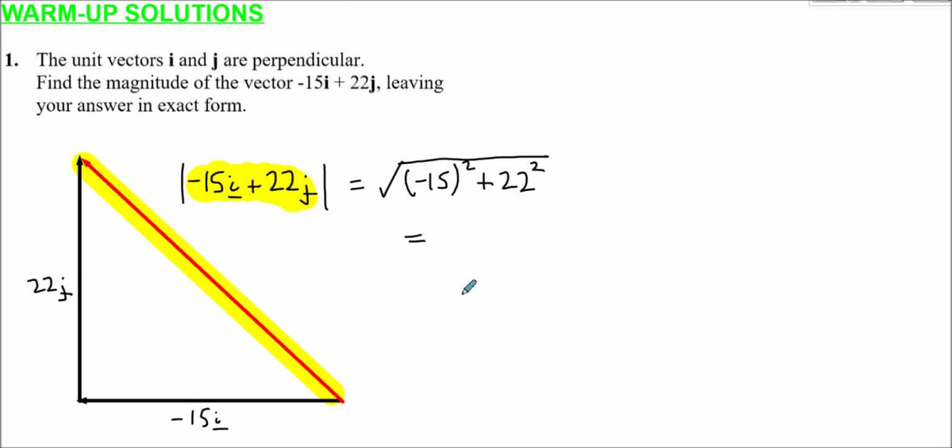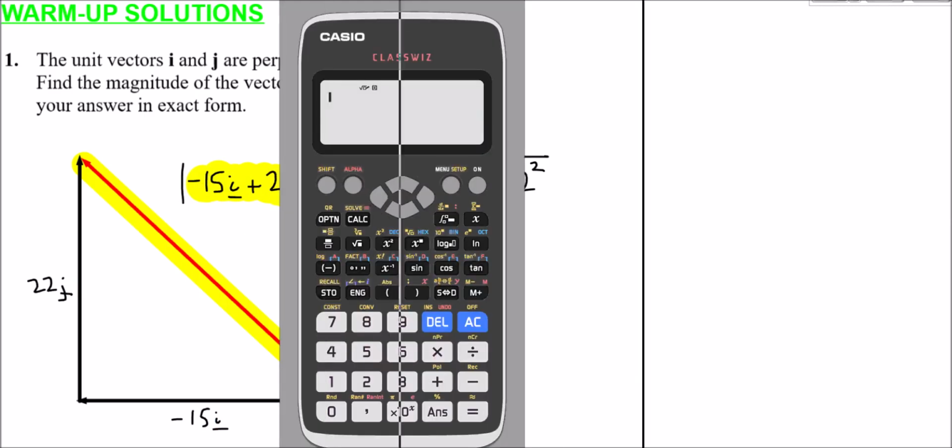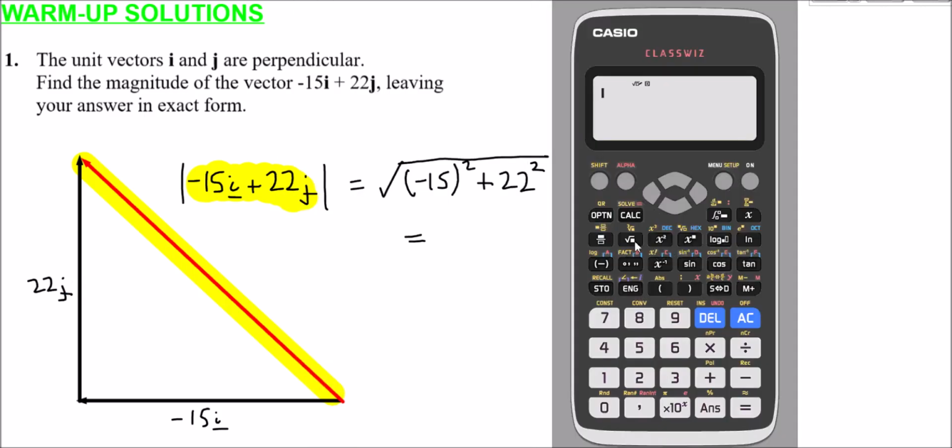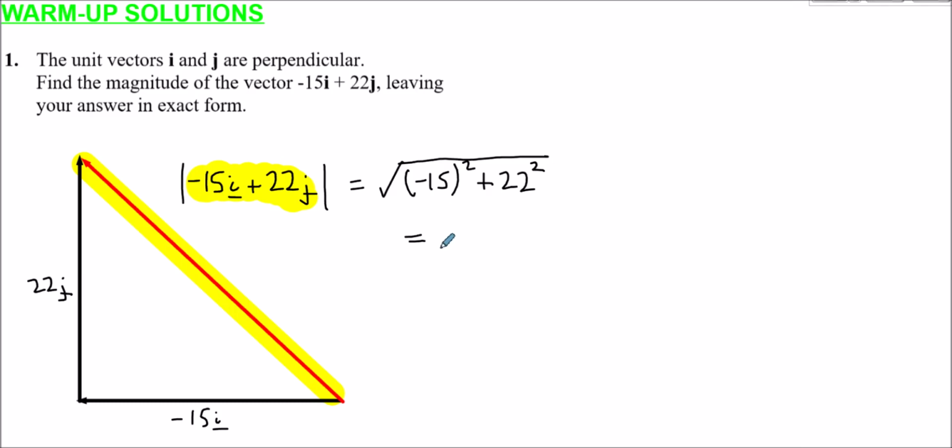So if we work this out on a calculator, minus 15 squared, that's just the same as 15 squared, and the squared numbers are always positive, plus 22 squared, that gives us root 709. So in exact form, I'm going to leave this as root 709.